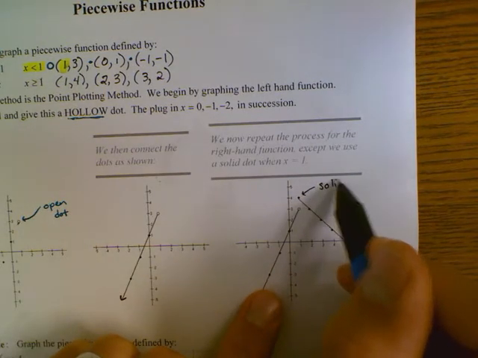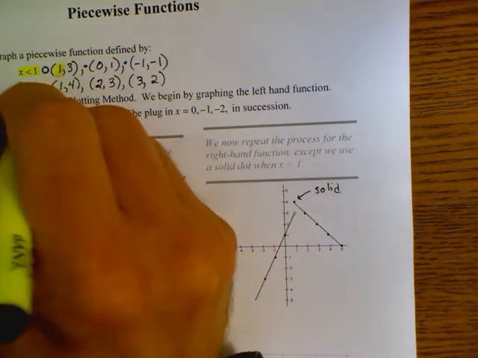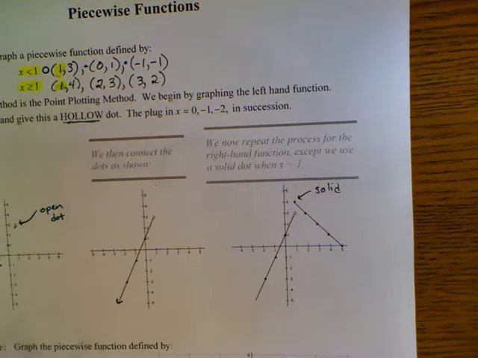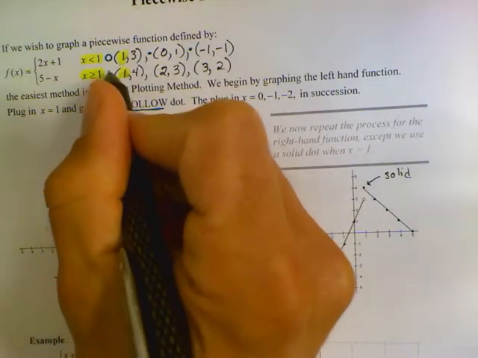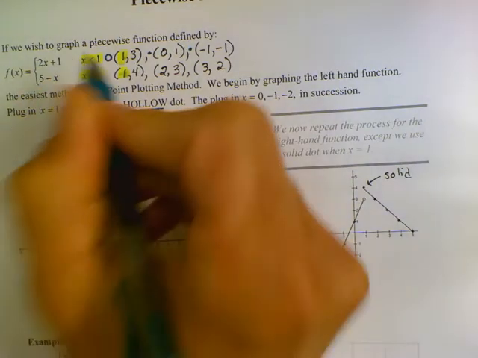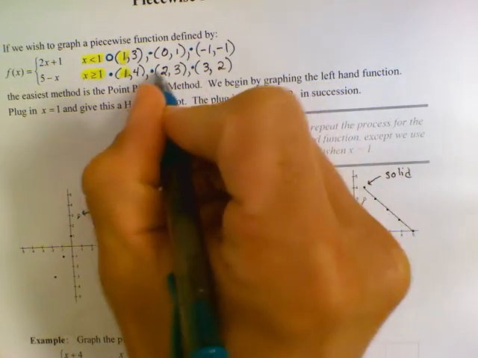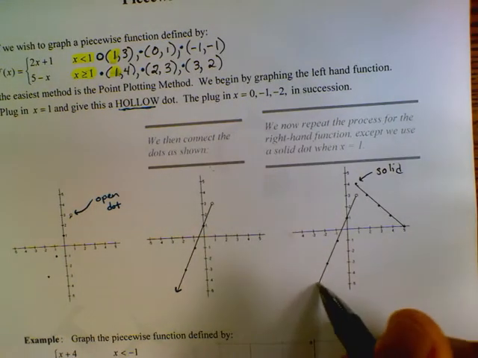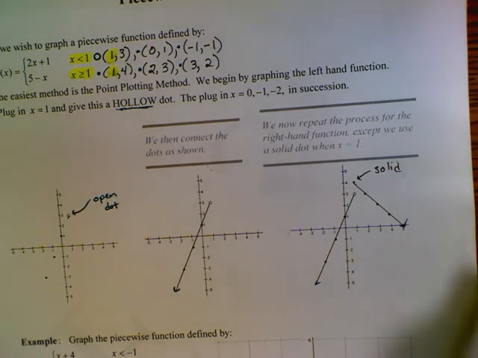Now why is it solid? Now the reason that it's solid is because that says greater than or equal to 1, so it is allowed to be plugged in. Okay? That is the function that we want. So this should indeed be a solid dot. All of these are solid dots. Okay? Alright, and then you just connect your dots like normal. Maybe add an arrow to let us know that the function keeps on going forever and ever.